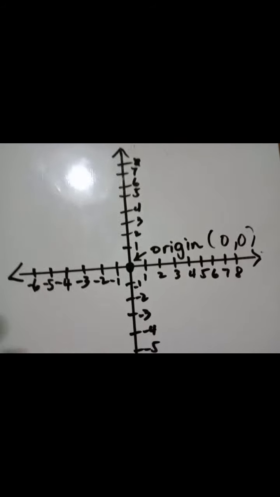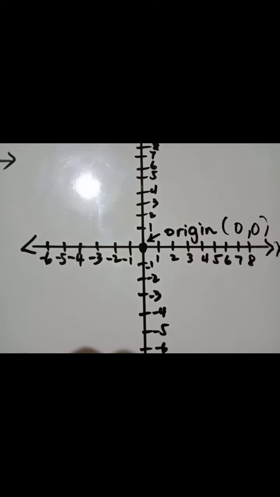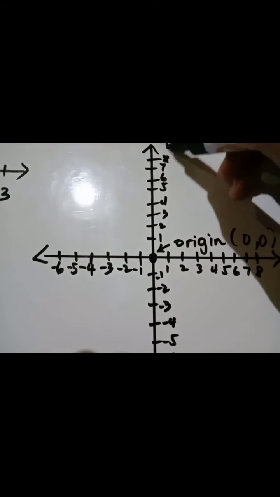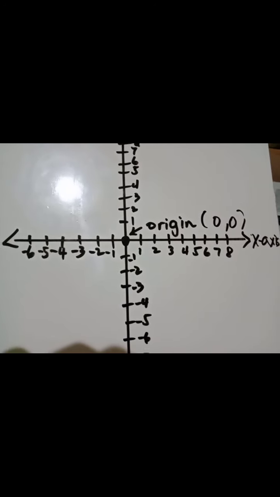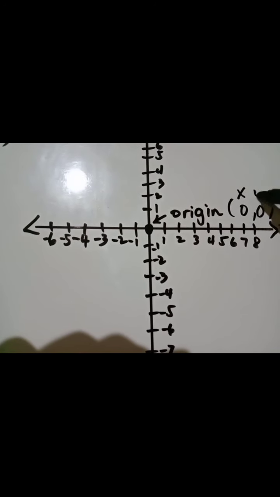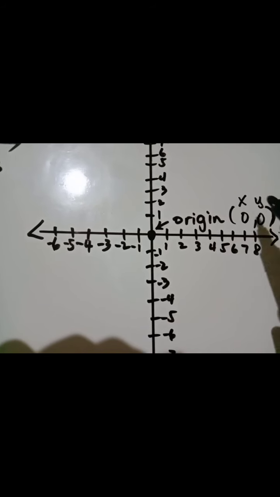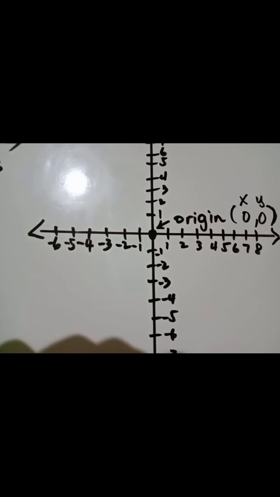And then this horizontal line is what you call the x-axis. So this is the x-axis. And the vertical line is called the y-axis. With regards to the format of the coordinates, we have the x and the y enclosed with a parenthesis. Again, you have the x, comma, and then y enclosed with a parenthesis.